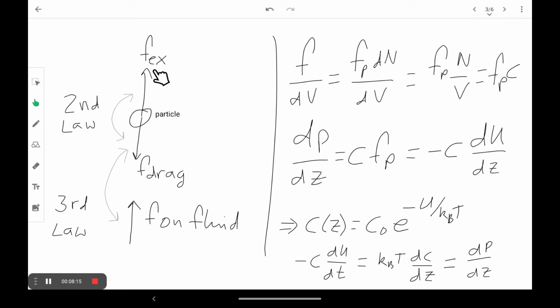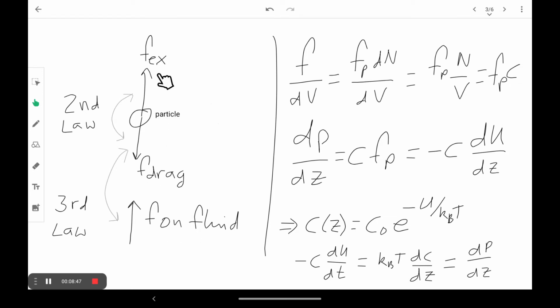So our external force is going to be proportional to our drag force, and that drag force is from the fluid, the viscosity of the fluid. So they're equal by the second law. But if the fluid is pulling back on the particle, that means the particle is pulling the fluid forward. Sorry, I said that backwards, which is a third law pair. So this is the force of the fluid on the particle. This is the force of the particle on the fluid.